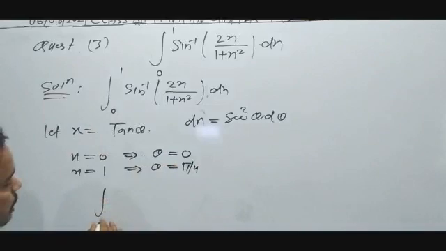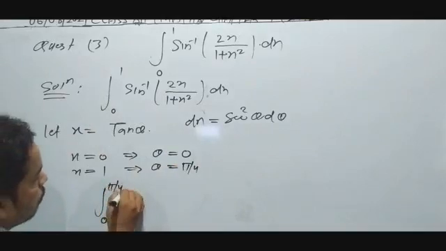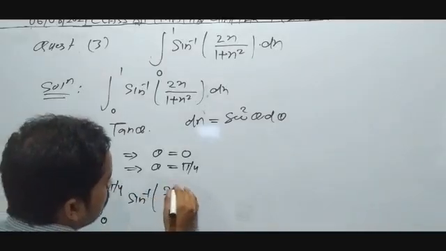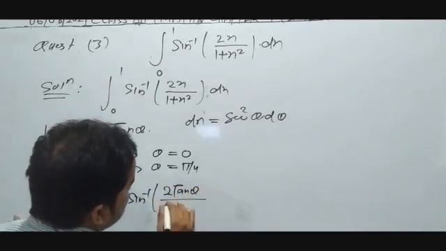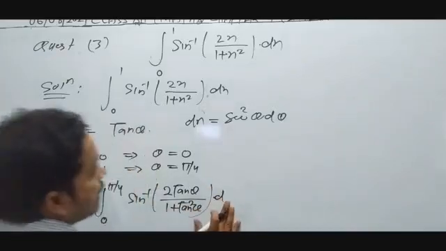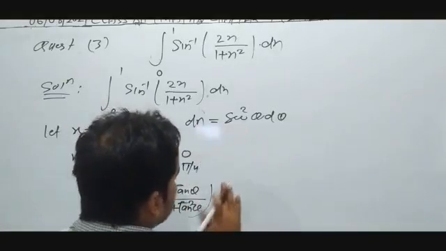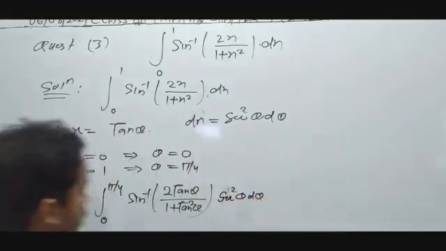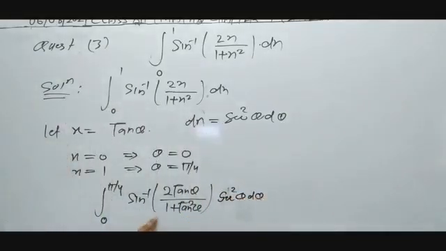So the integration result will be 0 to pi by 4 of sin inverse of 2 tan theta upon 1 plus tan square theta, and d theta means sec square theta d theta. This is the result of sin 2 theta. So what will be the result?